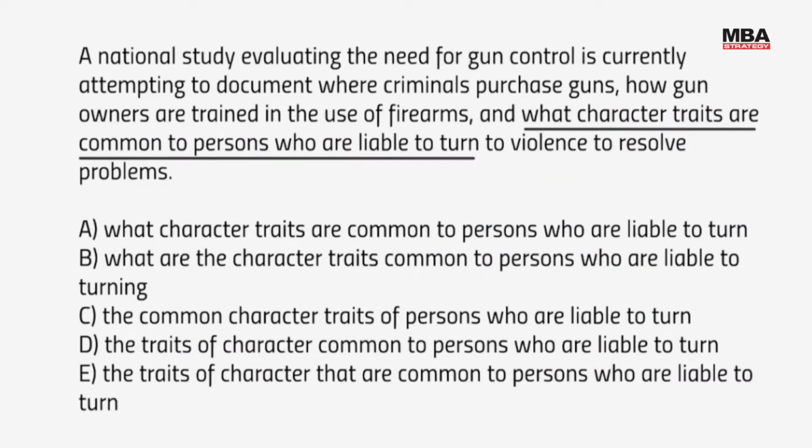And the final example in this video. Press pause and pick the answer. In this example, the conjunction and indicates that we have a list, and the elements in this list are subordinate clauses. Where criminals purchase guns, how gun owners are trained in the use of firearms, and the last one in the underlined portion.